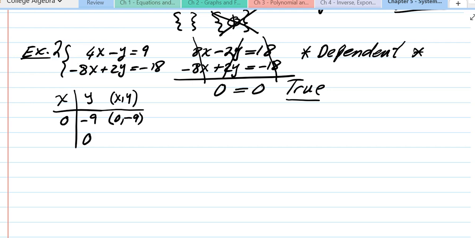I'm going to let y be 0. When y is 0, x is 9/4. That would be another solution. We can find infinitely many solutions. Just pick your own x or your own y, not both your own x and y. So for example, I'm not going to say 3/4 is going to work. I cannot pick both of them. I have freedom over choosing one.